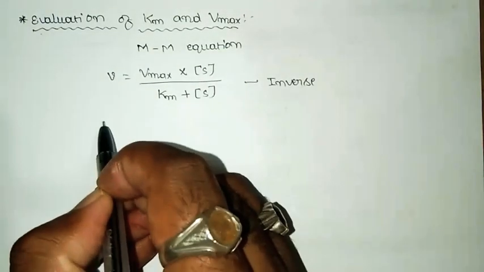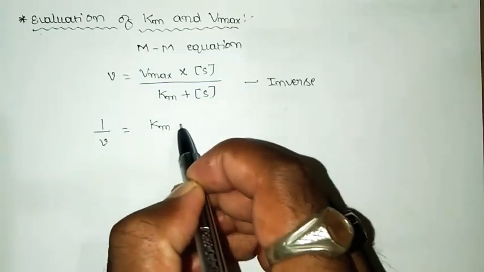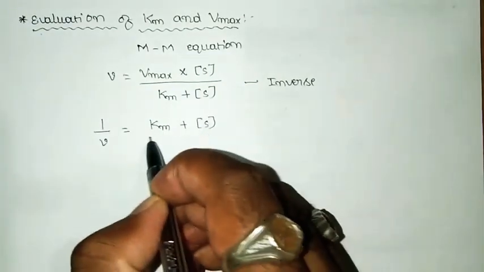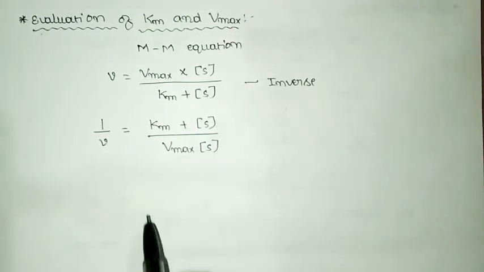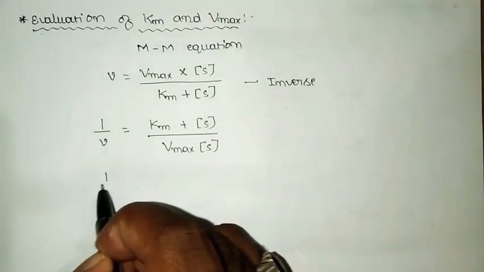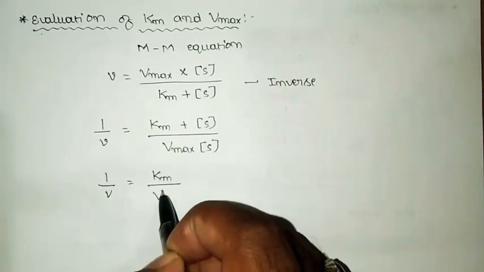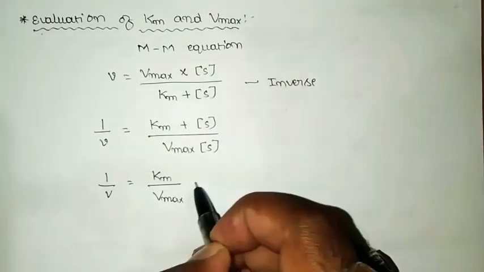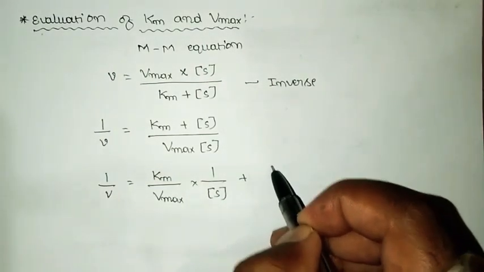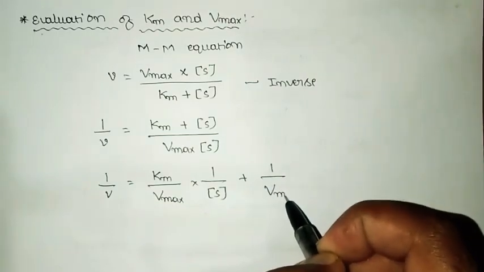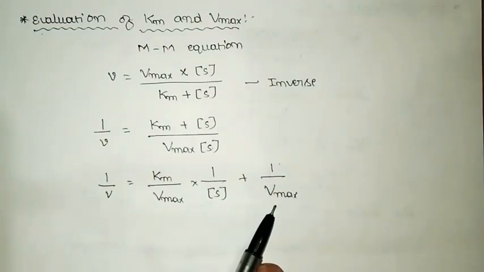Once you invert it, it will be 1 by V is equal to Km plus S whole divided by Vmax into S. Or else we can write the equation as 1 by V is equal to, let us split, Km by Vmax into 1 by S plus, let me write directly, 1 by Vmax. So S and S will get cancelled, so we remain with only 1 by Vmax.